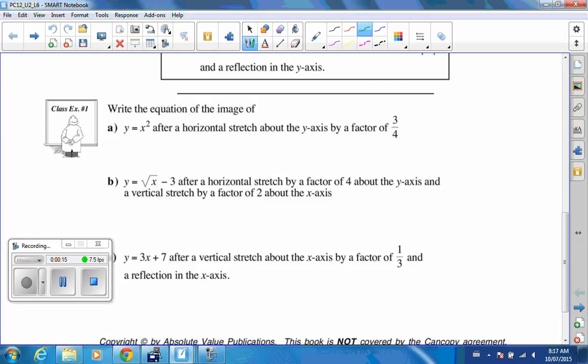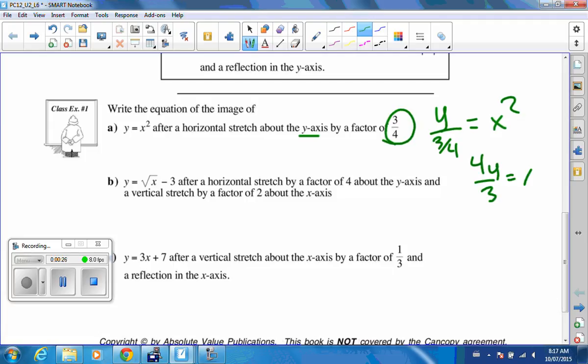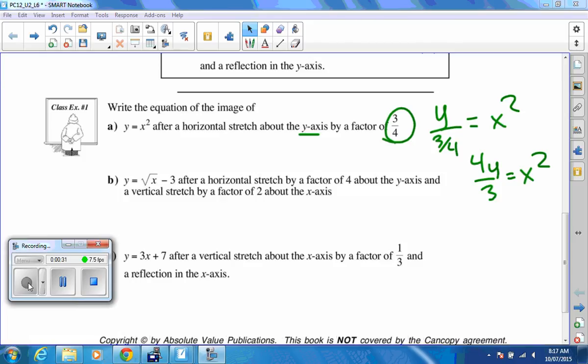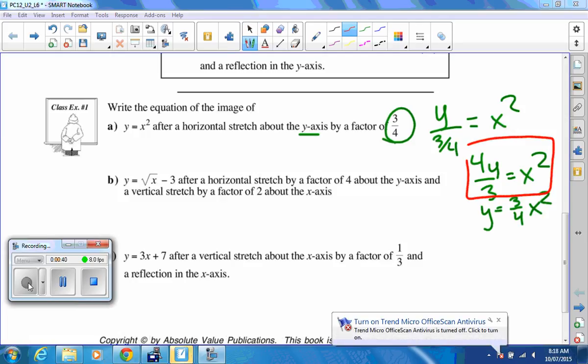The stretch around the y-axis by a factor of 3/4. It's just going to be y over 3/4 equals x squared. Or I could write that as 4y over 3 equals x squared. Or I can just write this as y equals 3/4 of x squared. Again, I personally prefer that whole idea of replacements, right? I've replaced y old with y new divided by my scale factor, which is in this case 3/4. So that's the way I prefer to do it.